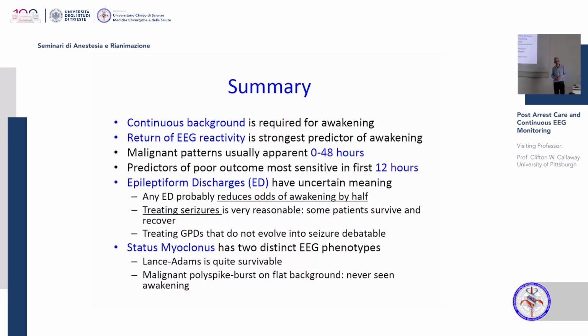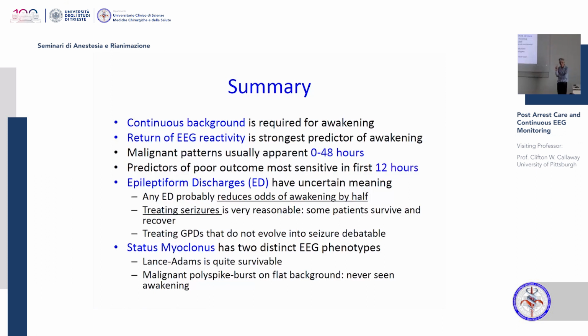We have gone through a lot of neurophysiology, more than you wanted to. Continuous background is really important for awakening. Return of EEG reactivity is like the best sign that you're going to wake up. Malignant patterns, if they're going to happen, usually show up in the first 48 hours. Epileptiform discharges might be treatable, might not. It really depends on your background, and then you can tell a lot from how responsive they are to drugs.